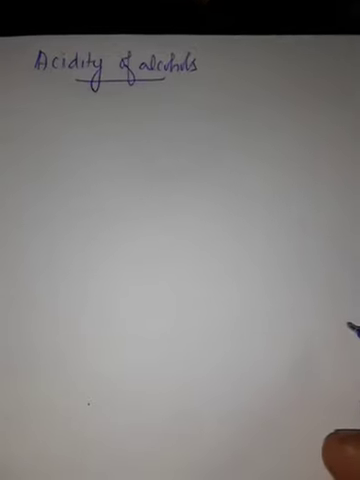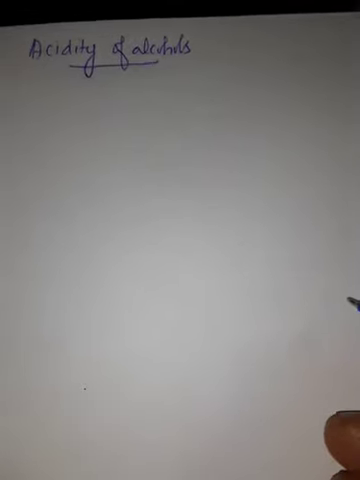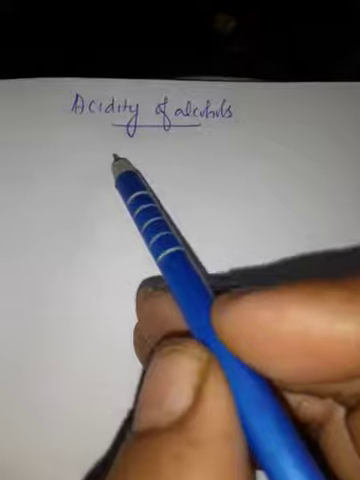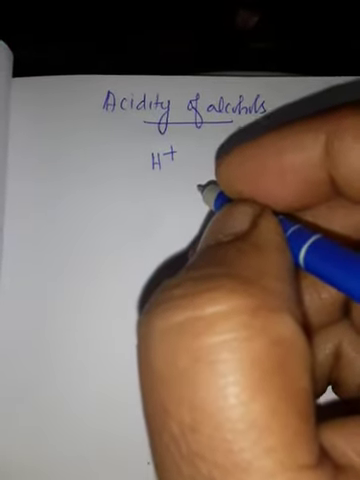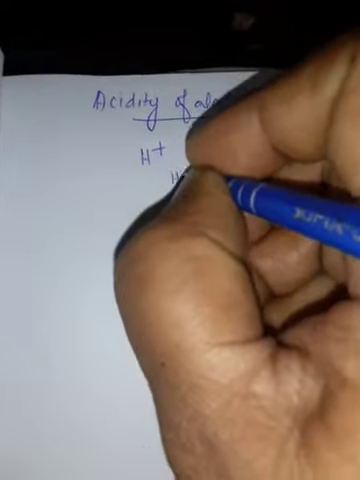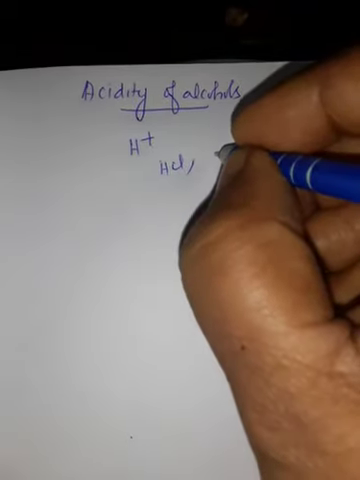Children, now we are going to learn about acidity of alcohols. What is meant by acidity? According to the Lowry-Bronsted concept, a compound which donates H+ ions is an acid. For example, HCl. This is an inorganic acid.